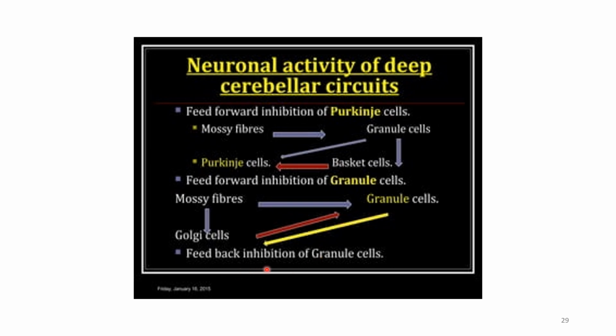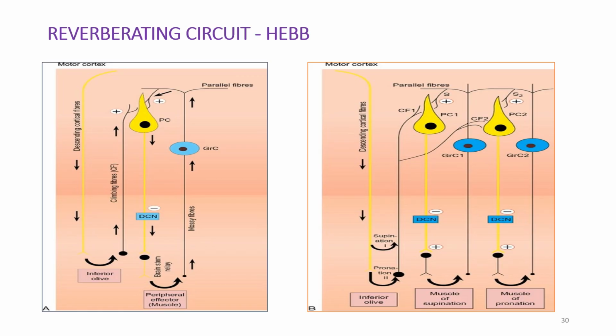The third one is feedback inhibition of the granule cell. The granule cell will excite the Golgi cell, and the Golgi cell will inhibit the granule cell. Next, the reverberating circuit of Head. This is the reverberating circuit of Head. It is helpful for rapidly occurring supination and pronation movements.